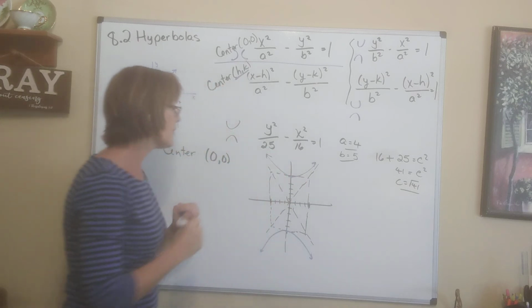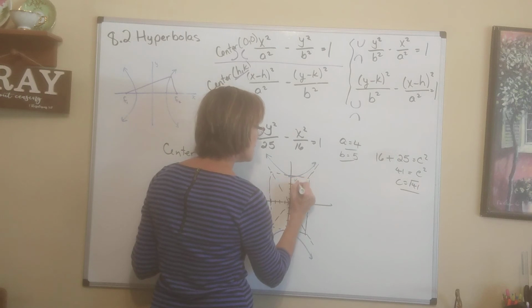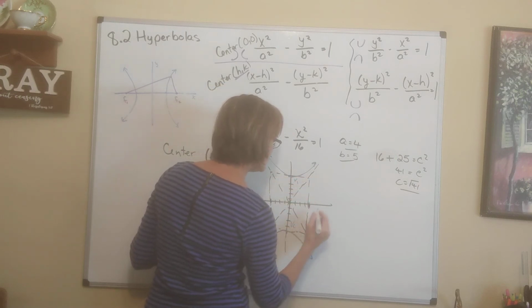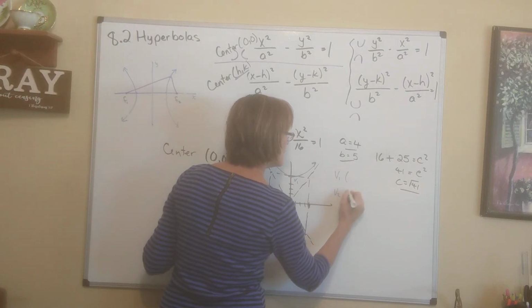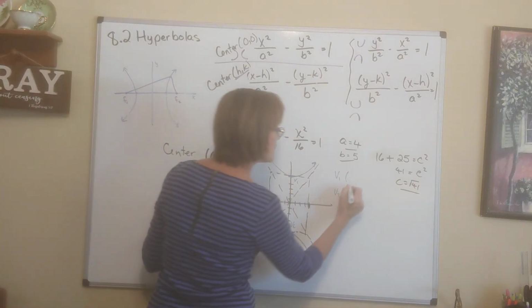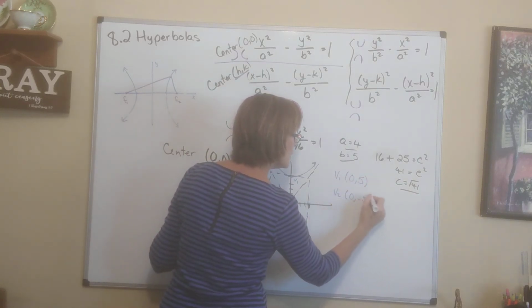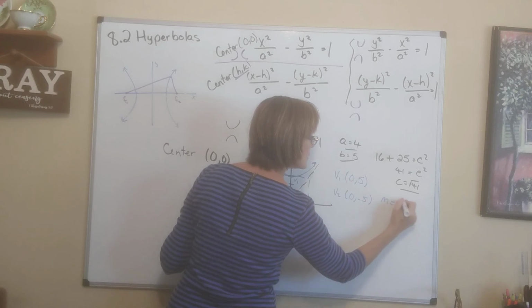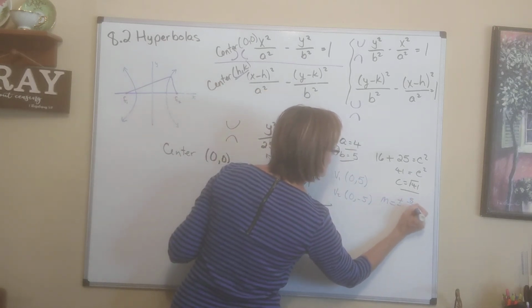All right, so far that's what I know. So let's start labeling our vertices. This I'll call V1, this I'll call V2. So this is the point 0, 5, and 0, -5. Let's go ahead and do the slopes: plus or minus b over a, plus or minus 5 over 4.